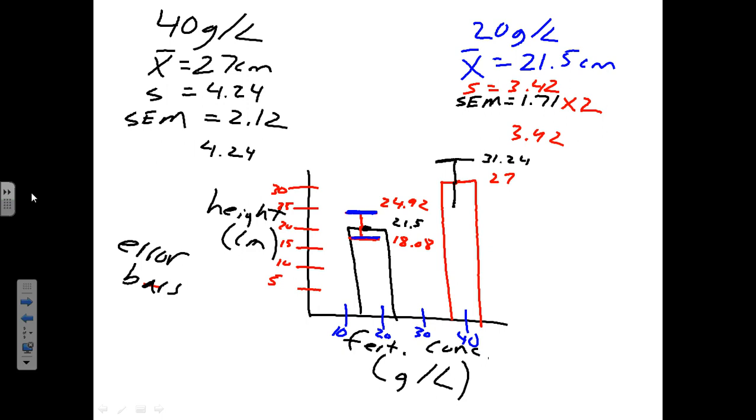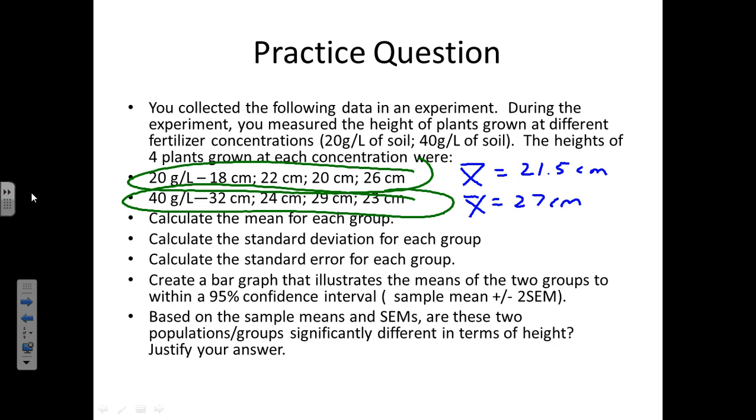Wait a minute, that's not right, is it? Yeah, that is right. Now, what you got to notice, and actually, let's go back to the question first. Look at the graph. The graph's finished. Let's go back and look at the question, though. The question says, based on the sample means and the SEMs, are these two populations or groups significantly different in terms of height? And justify your answer.